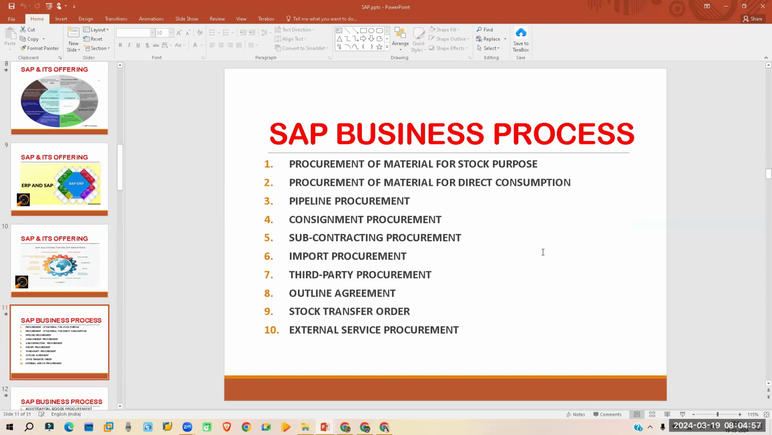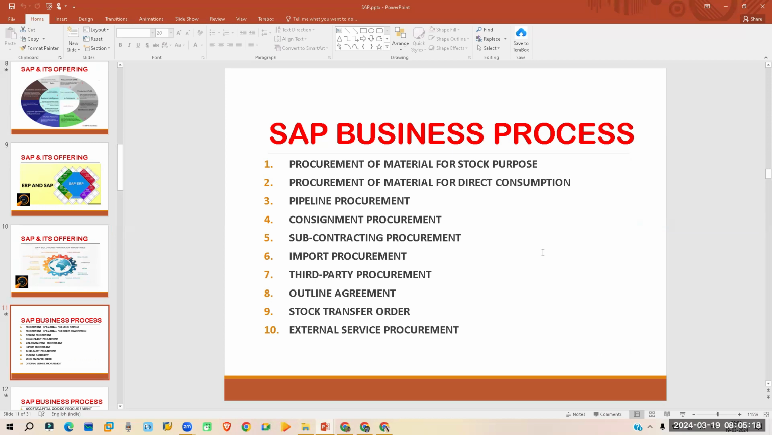Now let's understand the SAP business process. How does the SAP business process work? In SAP business, there are 10 major processes.